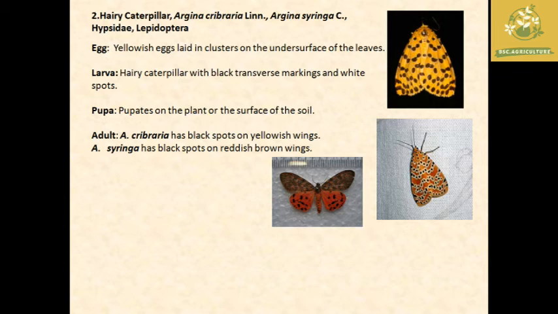So, while seeing the adult characteristics, the first one is Argina cribraria, which has black spots on yellowish wings. I have placed the picture in the top corner. The second one is Argina syringa, which has black spots on reddish brown wings. You can see that in the picture below. So this is the major classification of the two species of hairy caterpillar.